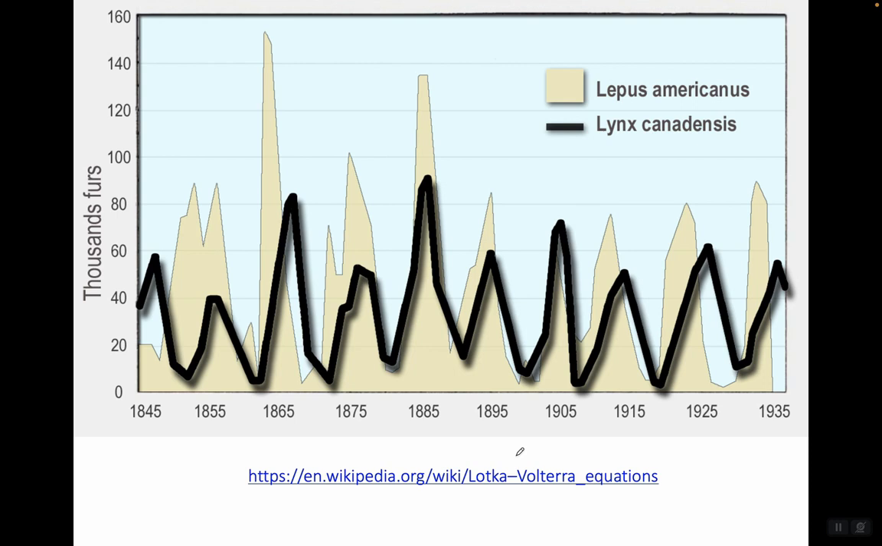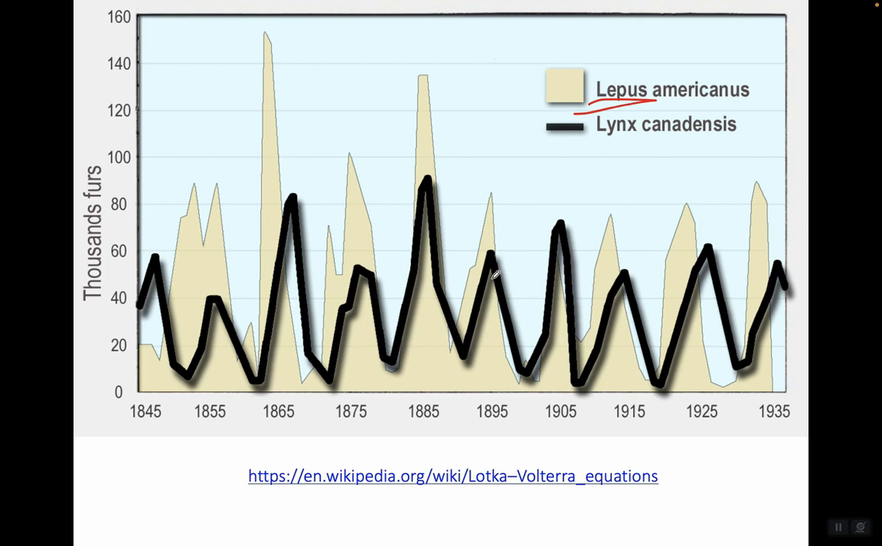So again, we can't really count the number of foxes, the number of lynx and the number of rabbits, but what we can count is the number of pelts that are collected. So the lynx is of course in black, lepus, it's Latin for rabbit. So notice that we have a rabbit population grow, and then the lynx population peaks right after that.